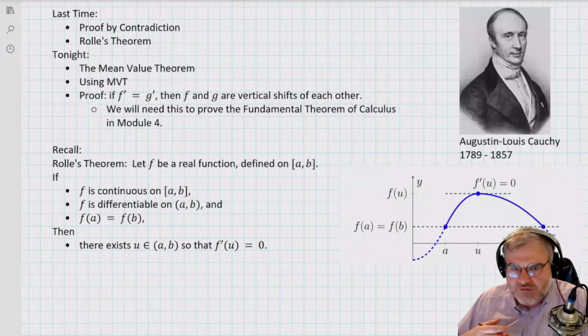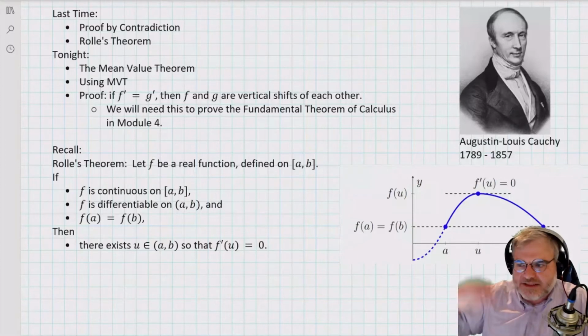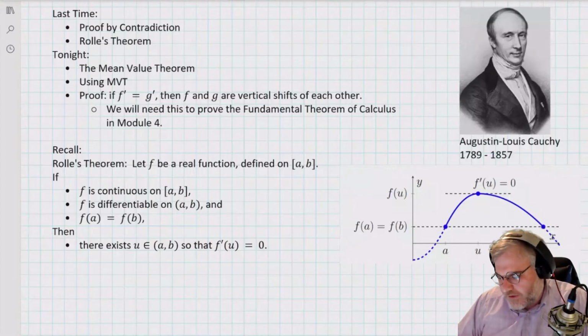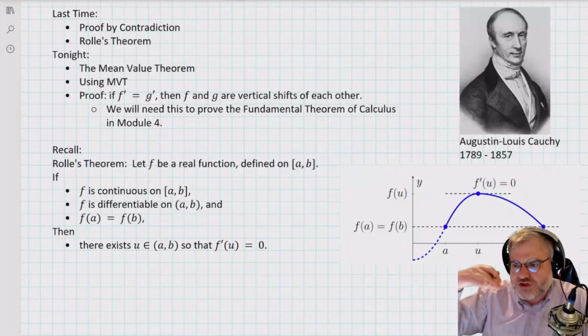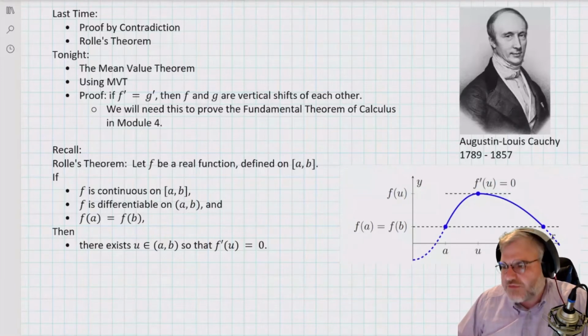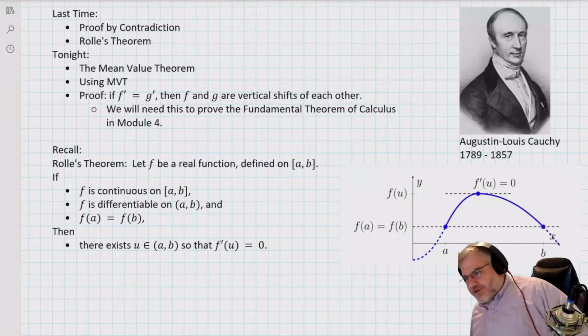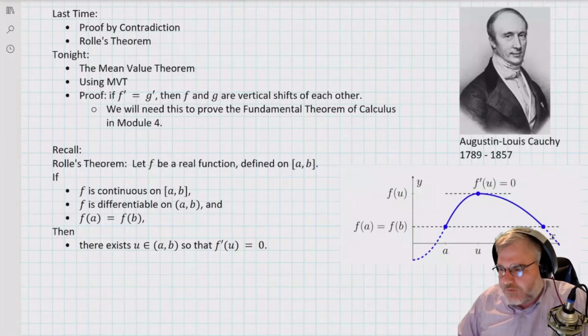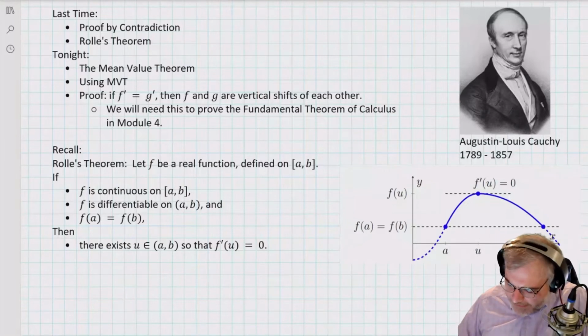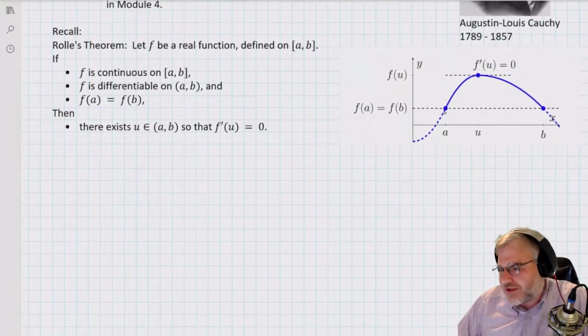The vertical shifts. In other words, the shape of a function is entirely determined by its derivative. And the only thing that can happen is that they have different intercepts at different places, right? They're vertical shifts of each other. Okay. And that's very big because I need that in order to prove the fundamental theorem of calculus, which, as the name suggests, is kind of important.